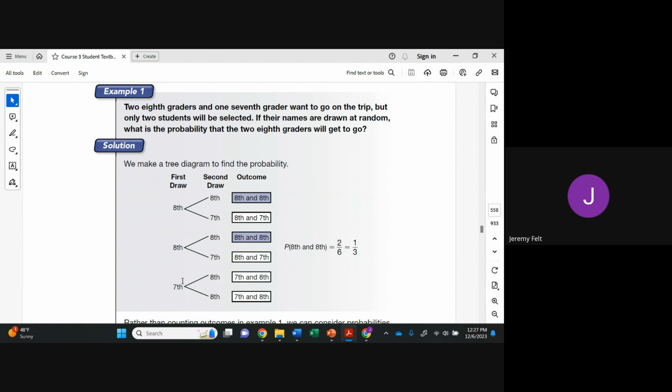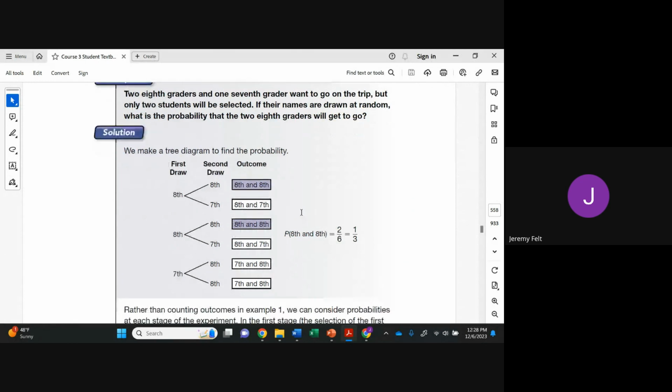If we have a 7th grader drawn first, then one of the 2 8th graders has to be drawn second. So all of these are probabilities. The probability of getting an 8th grader and an 8th grader, well, it's either this outcome or this outcome, which is 2 out of our 6, or reduced down, a 1 in 3 chance of that happening.